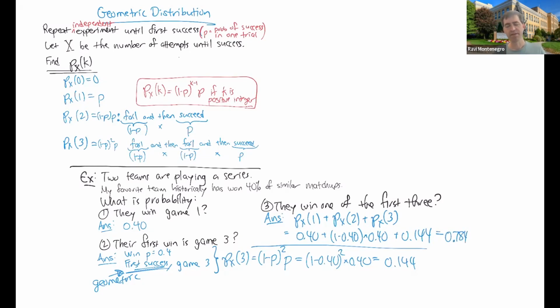Now this is a reasonably large number, but that shouldn't be surprising. If my team almost has a 50% chance of winning each game, we expect they're going to win 1 or 2 out of the first 3. So we should have a decent chance that they've won at least 1 game out of the first 3.